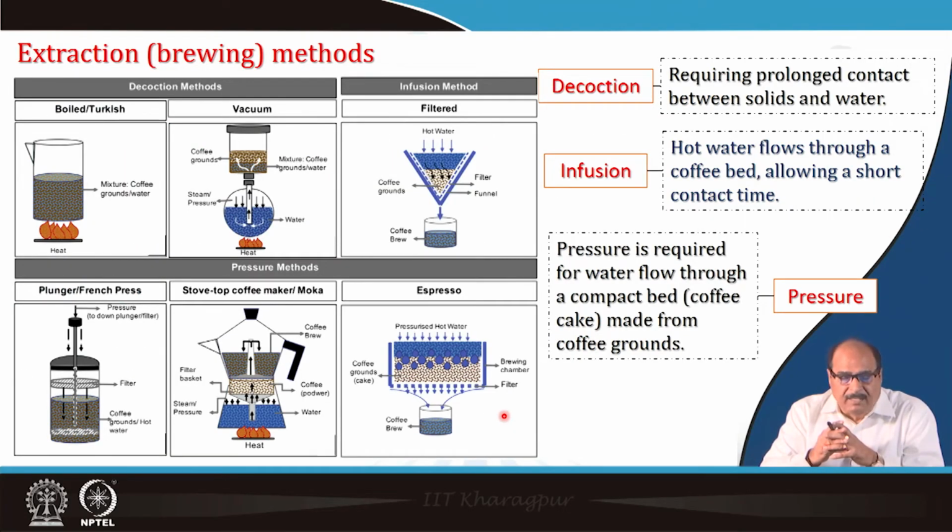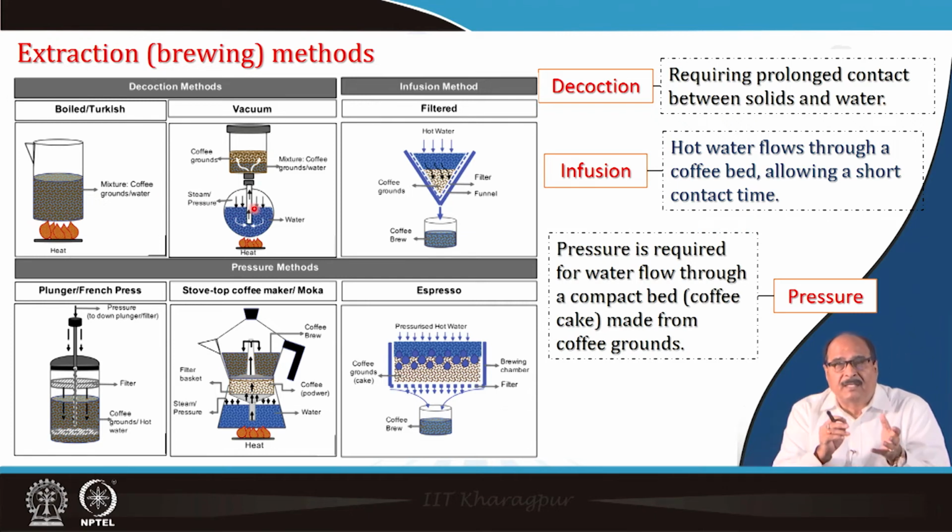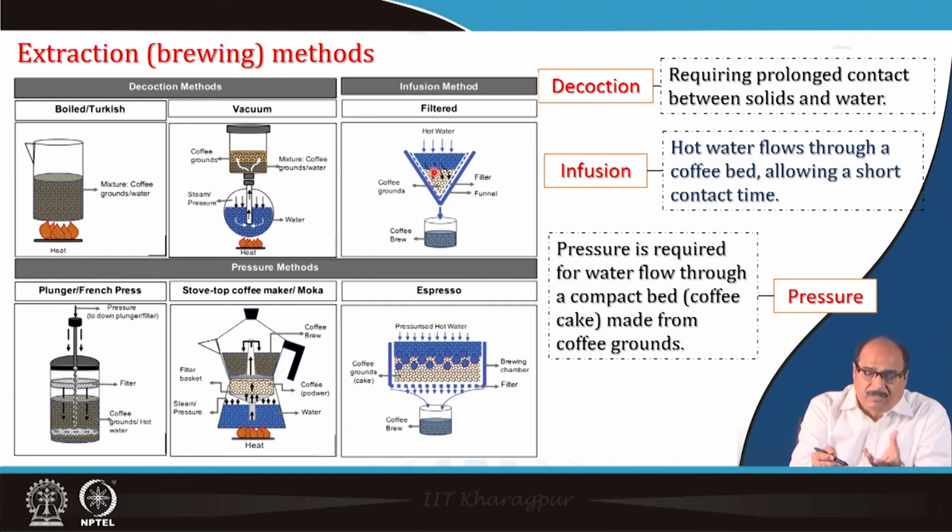The extraction method may be the decoction methods, which include boiled or Turkish method or vacuum method, as you can see here in the figure. In this method basically it requires prolonged contact between the solid and the water. In the infusion methods, like in making filtered coffee, hot water flows through a coffee bed, allowing a short contact time. So, the soluble flavoring and coloring compounds are extracted and they come in the coffee brew.